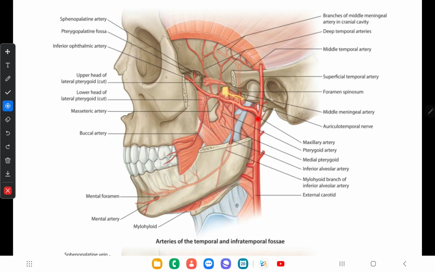Here, this is the external carotid artery, and these are the two terminal branches, superficial temporal artery and maxillary artery. In the infratemporal fossa, you can see only the first and second parts of the maxillary artery and their branches. You can see clearly this part is the first part of the maxillary artery and this part is the second part, and you can see the branches and their distribution as well.